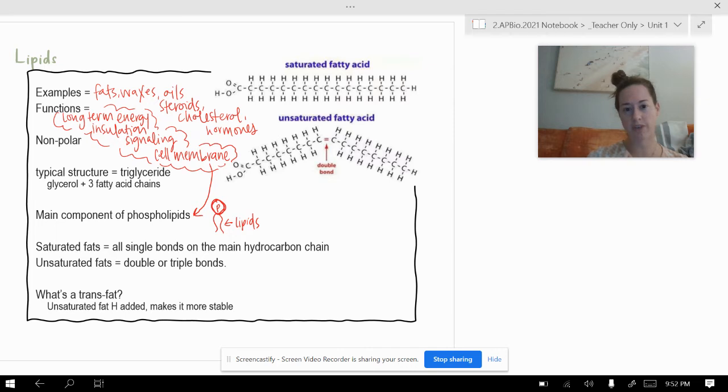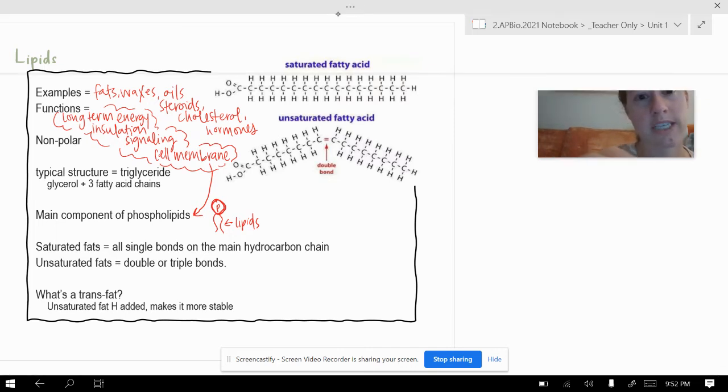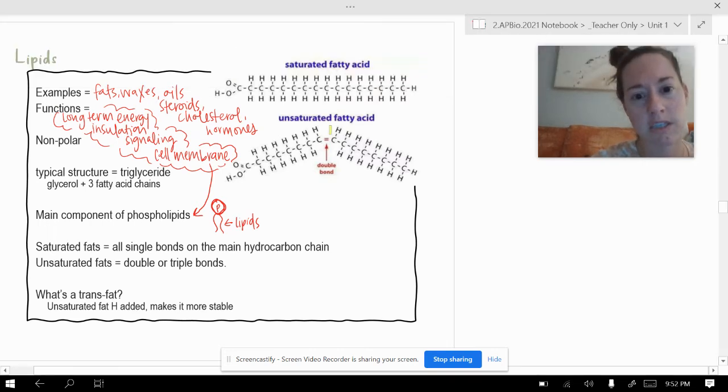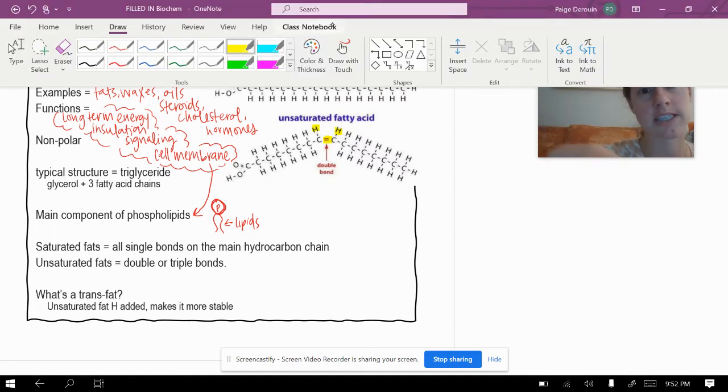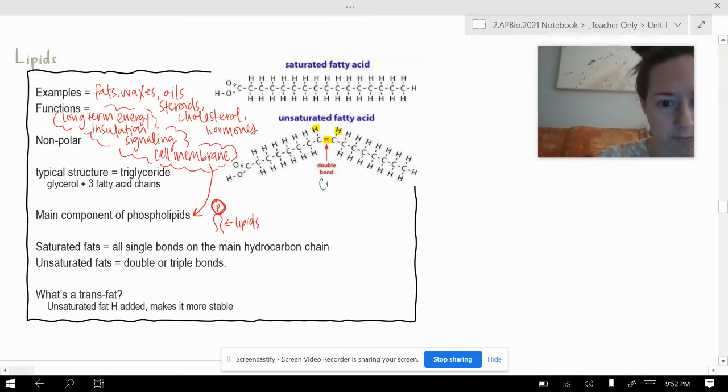What happens in trans fats, you can see in this picture that right now, this double bond, because look at where the hydrogens are. So this double bond right here, this is a cis bond because both the hydrogens are on the same side.